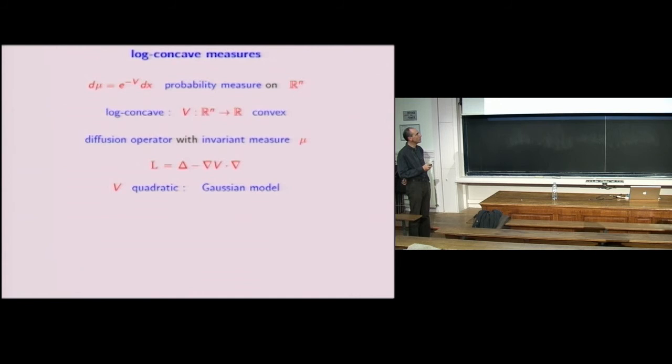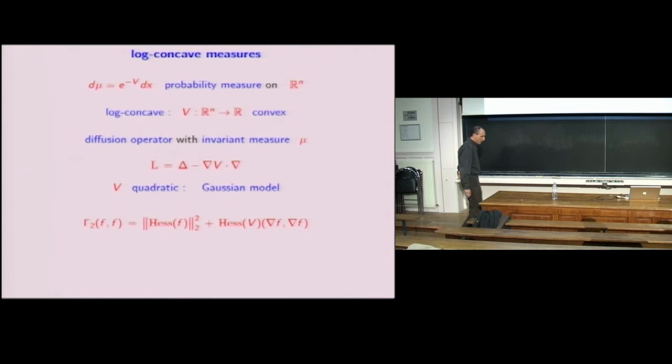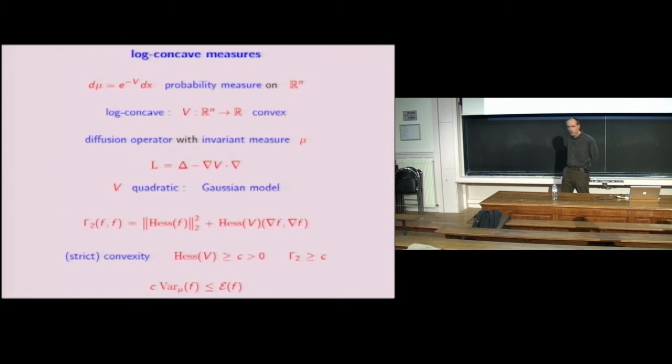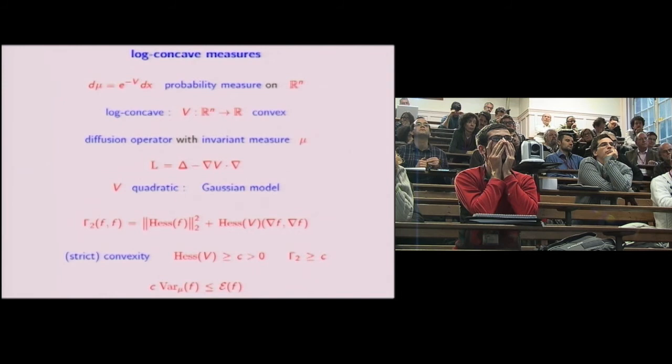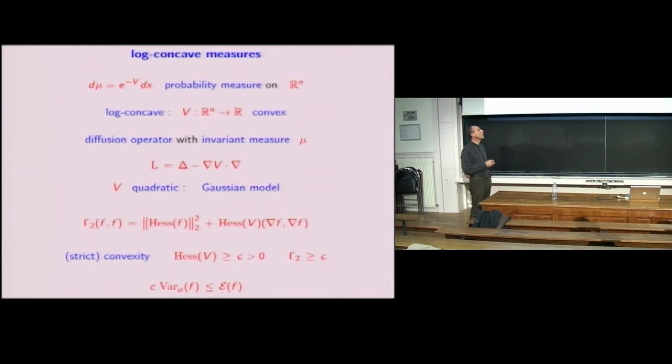And you may write the Gamma 2, which is expressed in terms of the Hessian of your potential V. In this theory, if the Hessian is bounded from below by some strictly positive constant, an analog of a strictly positive lower bound on the Ricci curvature, then you have a Gamma 2 which is strictly positive, and then you have a Poincaré inequality by the scheme of proof that we presented before. But now, of course, if you are only log-concave, V is only convex, and if V is only convex, you have only a zero over here, nothing strictly positive.